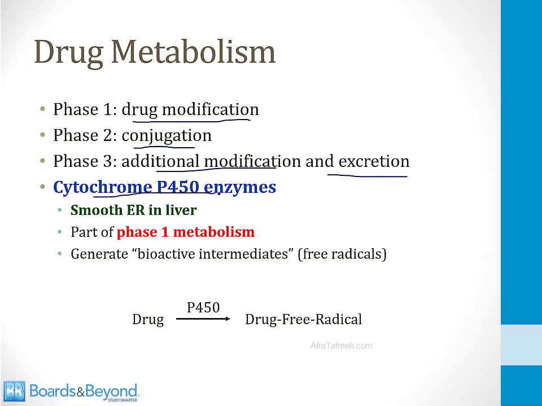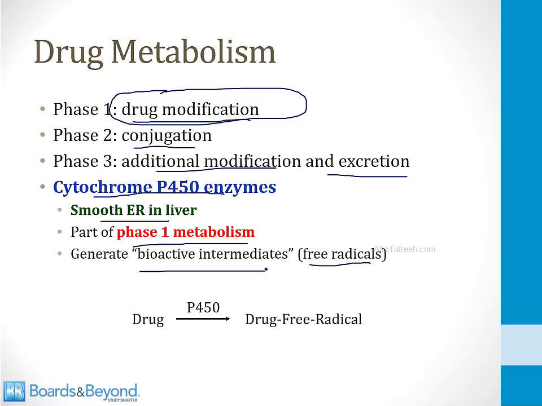The cytochrome P450 enzymes are an important set of enzymes for drug metabolism found in the liver. They're found in the smooth endoplasmic reticulum of hepatocytes in the liver, and they participate in phase 1 metabolism, drug modification. And for some drugs, what they do is generate free radicals that are called bioactive intermediates, and this can lead to cellular damage, especially liver damage. So for some drugs, modification through the P450 system generates drug-free radicals, and if these drugs are taken in excess amounts, this can lead to liver toxicity.